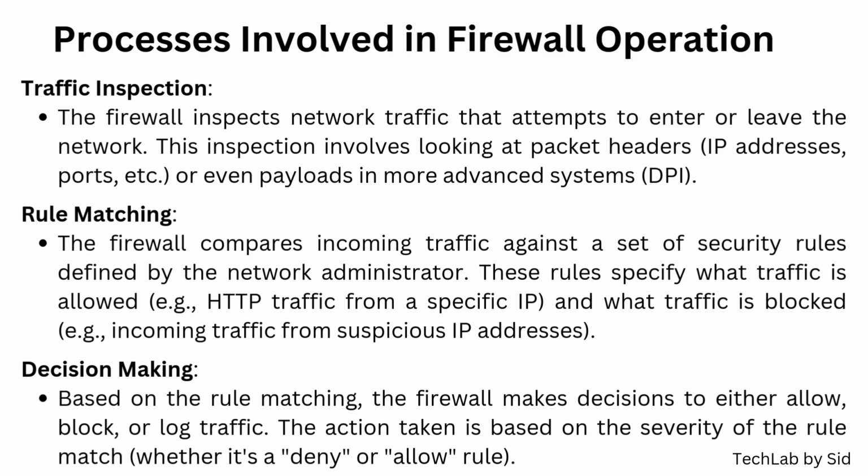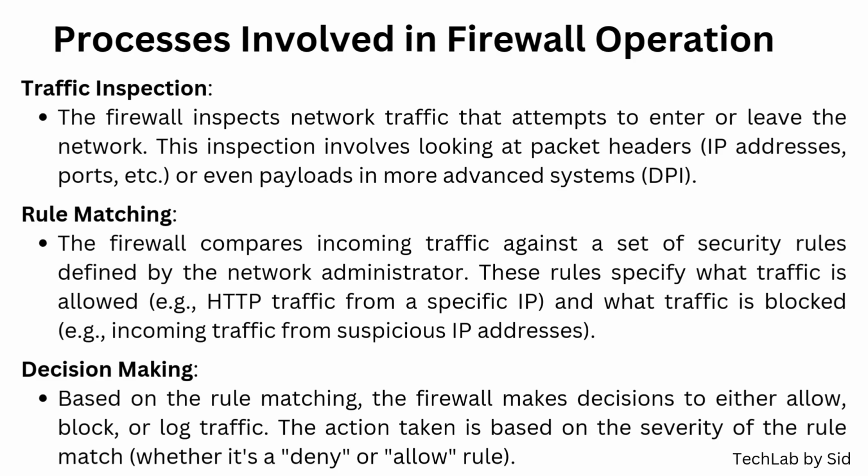Traffic inspection. The firewall inspects network traffic that attempts to enter or leave the network. This inspection involves looking at packet headers, that is, IP addresses, ports, etc., or even payloads in more advanced systems, like DPI. Rule matching. The firewall compares incoming traffic against a set of security rules defined by the network administrator. These rules specify what traffic is allowed, for example, HTTP traffic from a specific IP, and what traffic is blocked, for example, incoming traffic from suspicious IP addresses.